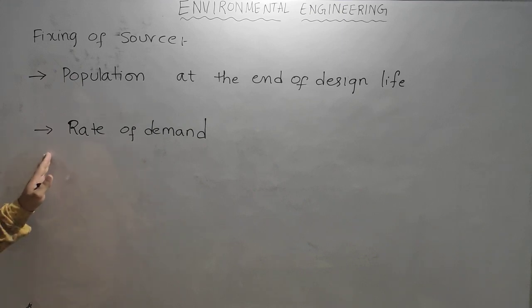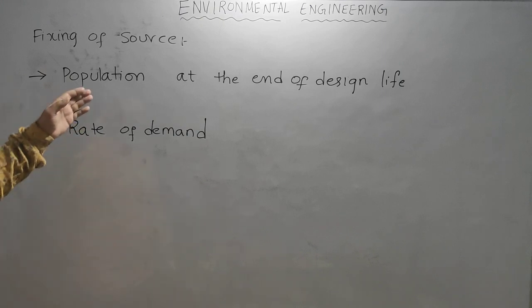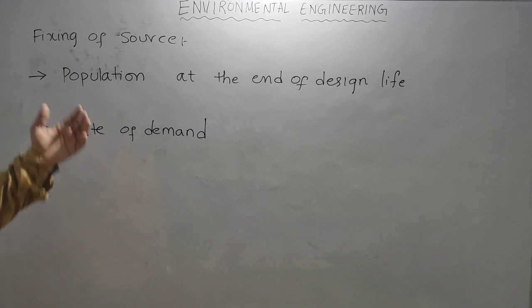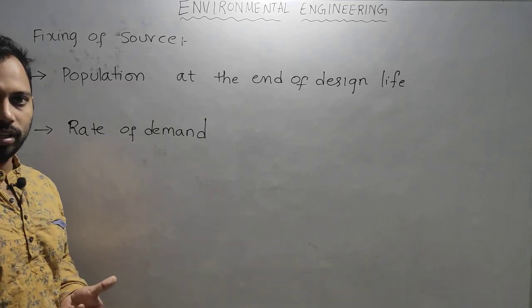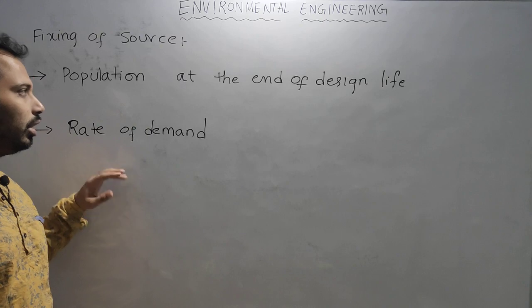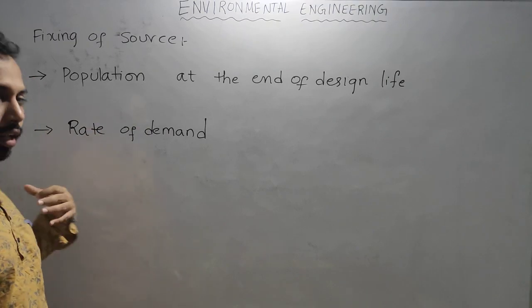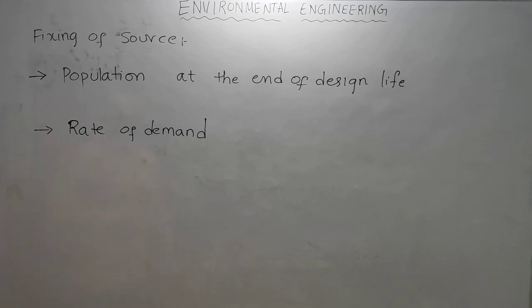Okay, so rate of demand means a single person's need. If you multiply it with the number of persons, you will get the community's demand for 1 day. So what is the community demand for 1 year? What is the community demand for 10 years? Likewise you can get the total requirement of water till the end of the design life, which helps us to understand the source sufficiency.